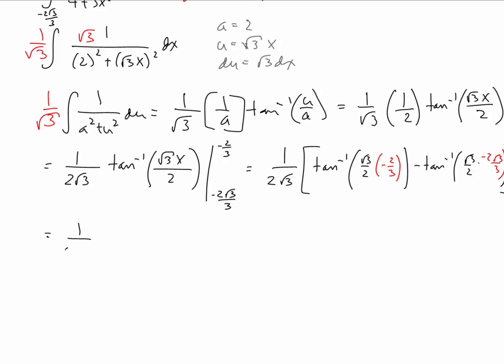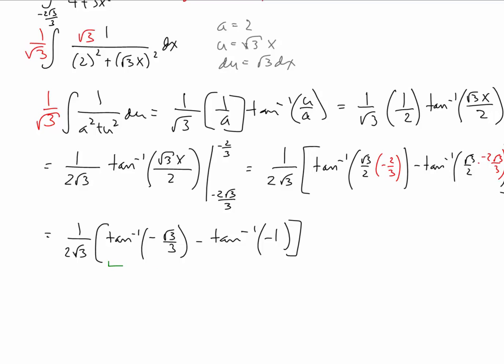So I have that 1 over 2 root 3 out front. And this first one simplifies to the inverse tangent of, the 2's cancel, and I'm left with negative root 3 over 3. Ah, that's an interesting one. Minus the inverse tangent. Now here the 2's cancel, and I'm left with root 3 times root 3 is 3. The 3's cancel, and I'm left with just that negative 1.